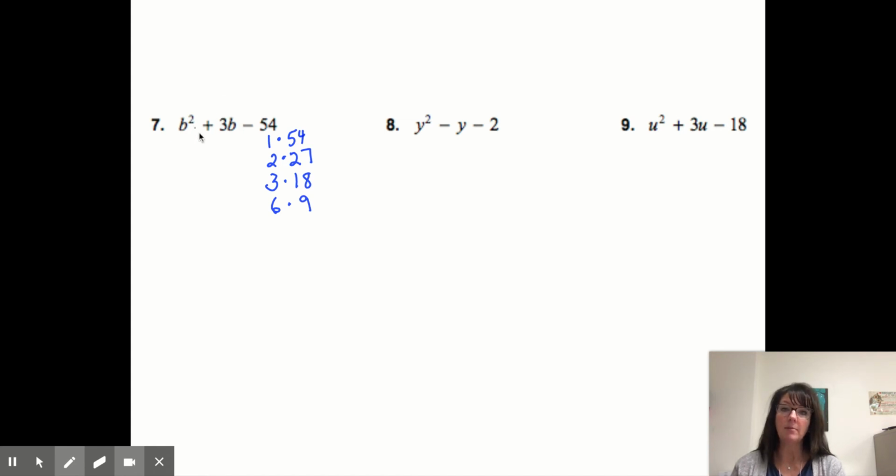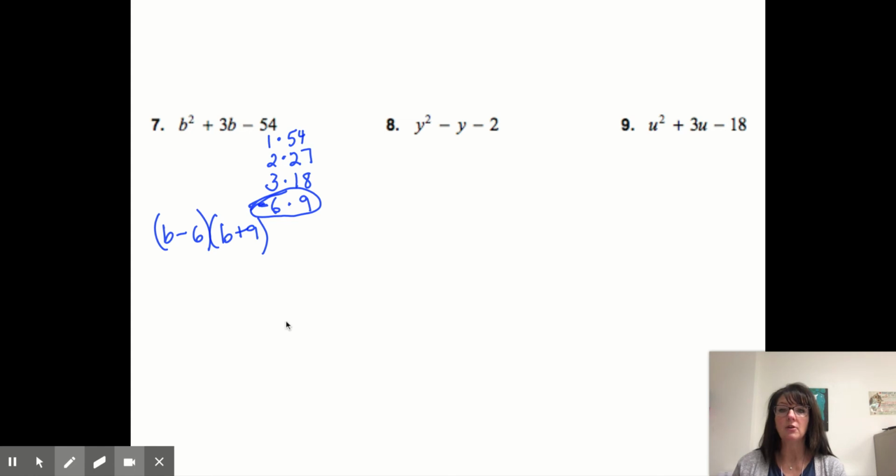Now we need to make the one with the highest absolute value positive. So the 9 would be positive, the 6 would be negative, right? Because 9 minus 6 is equal to a positive 3. So negative 6 times 9 is equal to a negative 54. So these are the factors that work. Okay, so negative 6. That gives us b minus 6 times b plus 9.